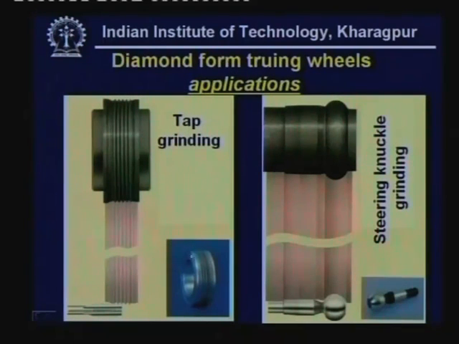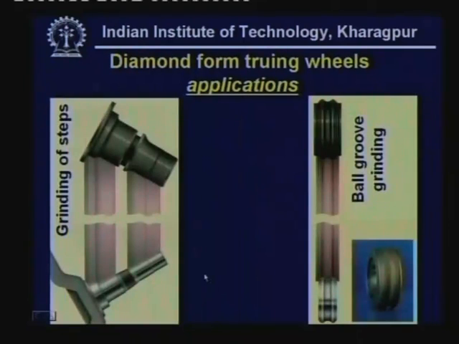Now we have specific applications, where the truing wheel is truing the form on the grinding wheel, and the grinding wheel is doing the necessary grinding on the actual job. It is tap grinding, and it is the knuckle steering mechanism on the knuckle grinding. This is a step grinding. The use of the truing wheel is illustrated here, how it is being used. This is the groove of the ball bearing inner race grinding, and the use is illustrated here.